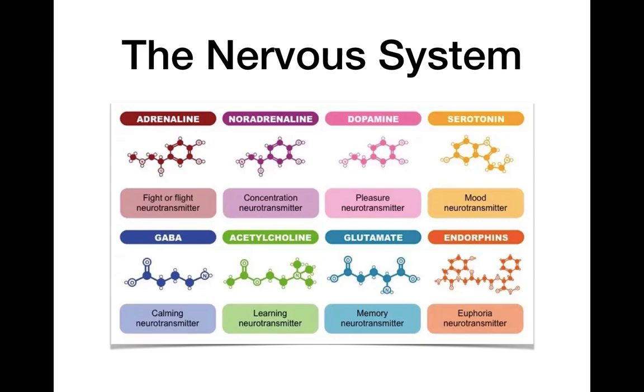And there are different ones to do different things. So here are some examples of neurotransmitters. You should write these down and what they do. We have adrenaline, of course, the fight or flight response. We have noradrenaline, which is for concentration, dopamine for pleasure, serotonin for mood, endorphins give you euphoria, glutamate for memory, so you have lots of glutamate to remember all this stuff, acetylcholine for learning and for muscle movement, and GABA is a calming neurotransmitter. A lot of these have secondary functions as well.